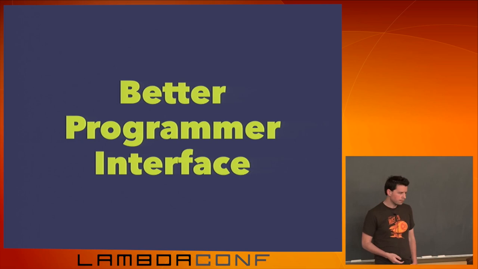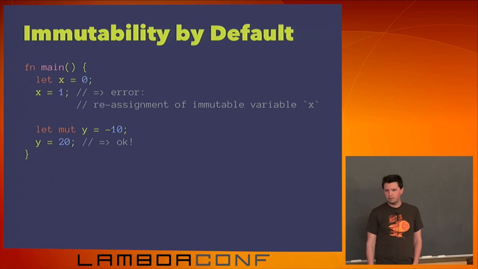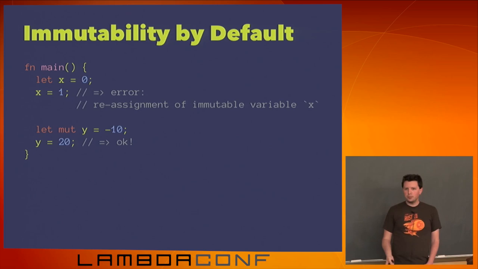So some of the things we do have. We have immutability by default. It's a really good thing. It makes reasoning about our code much easier. If you try to mutate things that you've not explicitly marked as mutable, you get a compile time error. It's great. Catches errors really early.